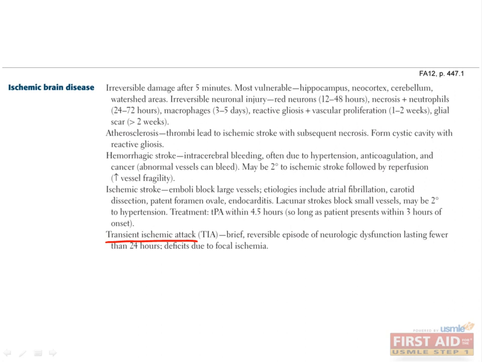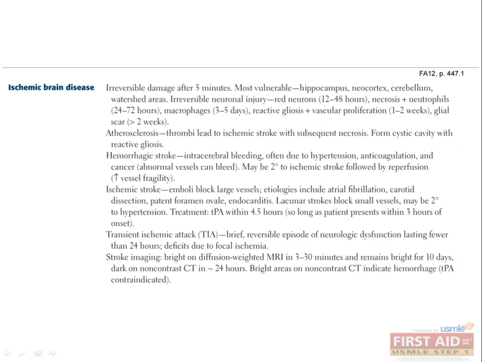Some can last longer, but by definition, they should resolve within 24 hours, or else it would be considered a stroke. These patients get a complete workup to search for treatable sources of emboli, but generally they're just prescribed low-dose aspirin. You can see ischemic brain injury on CT after 24 hours, but with MRI you can see it within 30 minutes. The real reason to do a CT, however, is typically to rule out hemorrhagic stroke in order to safely give TPA.